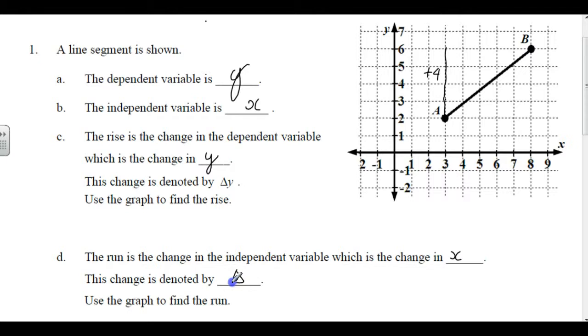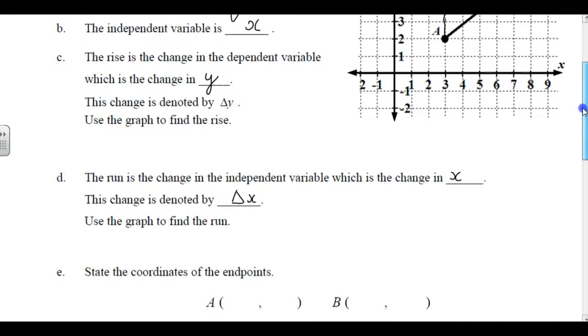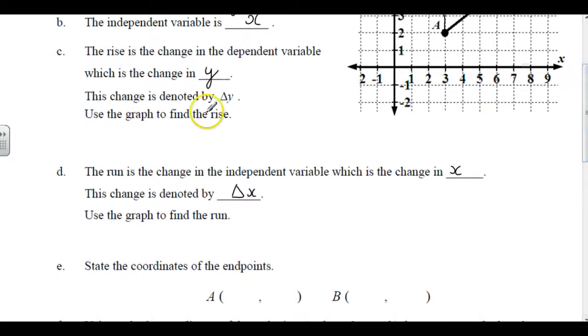The run is the change in the independent variable, which is the change in x. This change is denoted by delta x. Use the graph to find the run. So leaving off here, we then go 1, 2, 3, 4, 5, which is 5. Our runs are always going to be positive because we're always going to go from left to right. So we have the rise and the run. So rise, 4, run, 5.